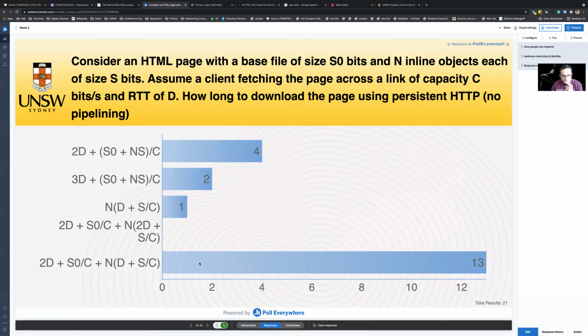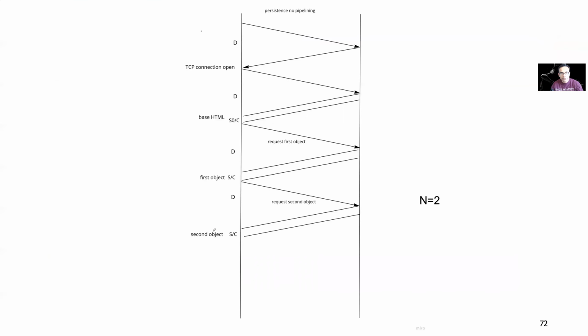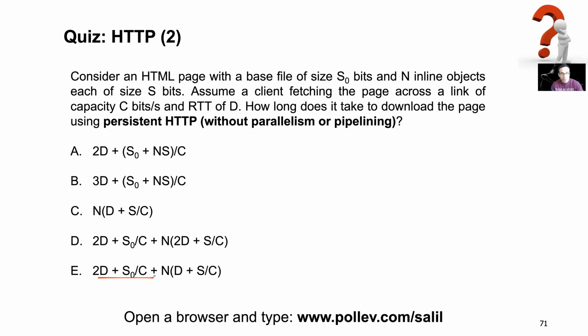Oh, good. I agree with most of you here. This would indeed be E and the same logic. In this case, you set up the first connection, get the base HTML, and this time you don't close the connection, which means you don't need to set up a new connection. You can then request the first object, receive the object, request the second object, and so on and so forth. So the total delay would indeed be that much to get the index page, and then this much for each of those n objects.